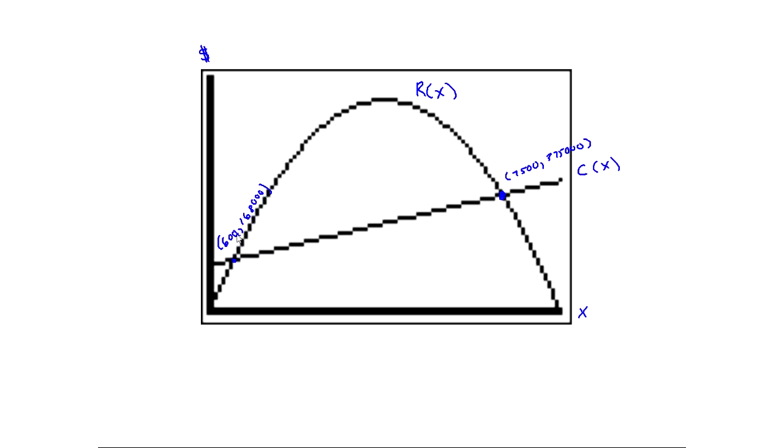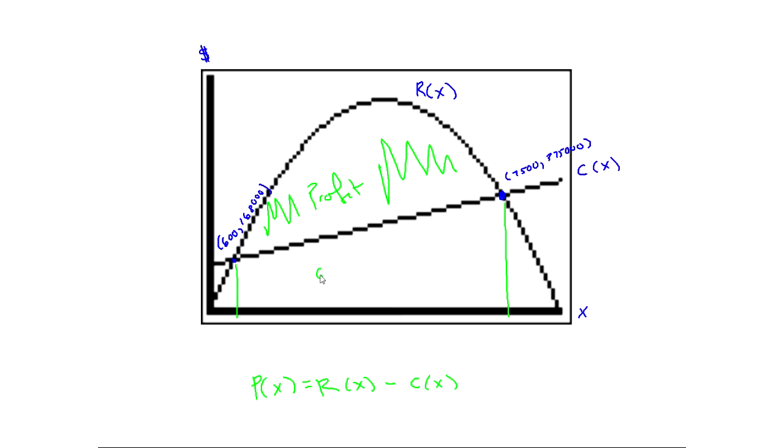That's telling me that at a production level of 600, revenue and costs are the same, and at a production level of 7,500, revenue and costs are the same, meaning there's no profit. Okay, what else can we say? Well, if you remember, profit is revenue minus cost. So if revenue is bigger than cost, you make a profit, right? And here, revenue is clearly bigger than cost, so in here, this is a profit. That means for these X values, from 600 up to 7,500.